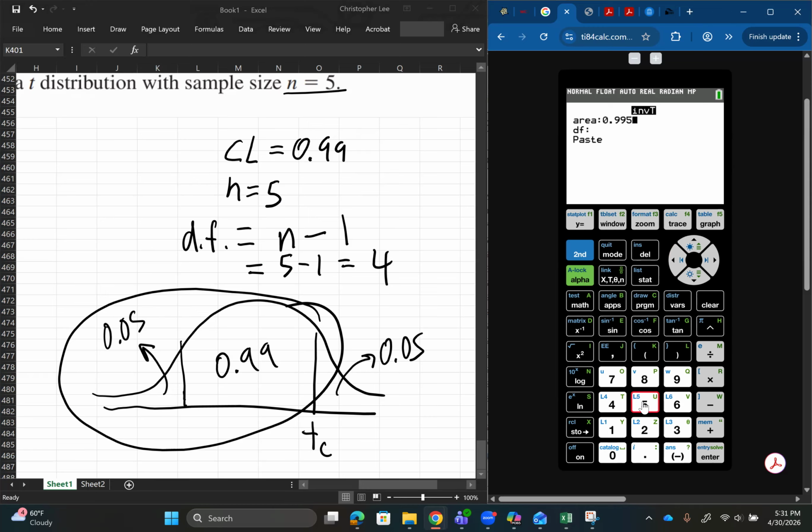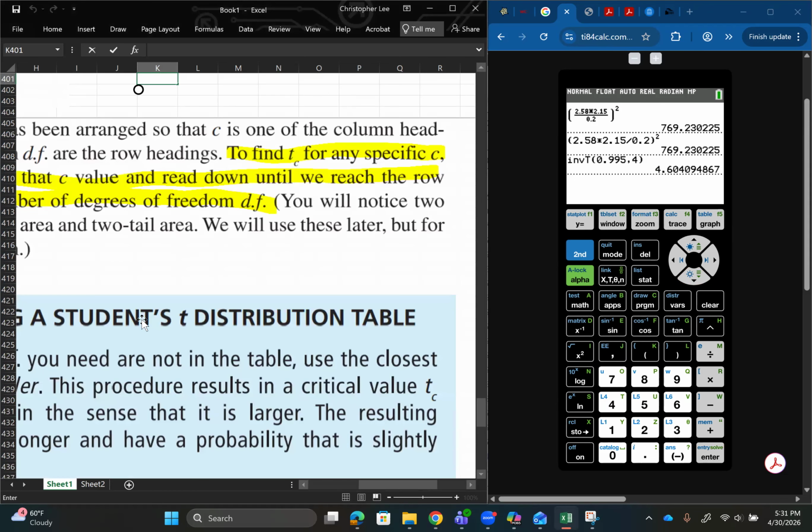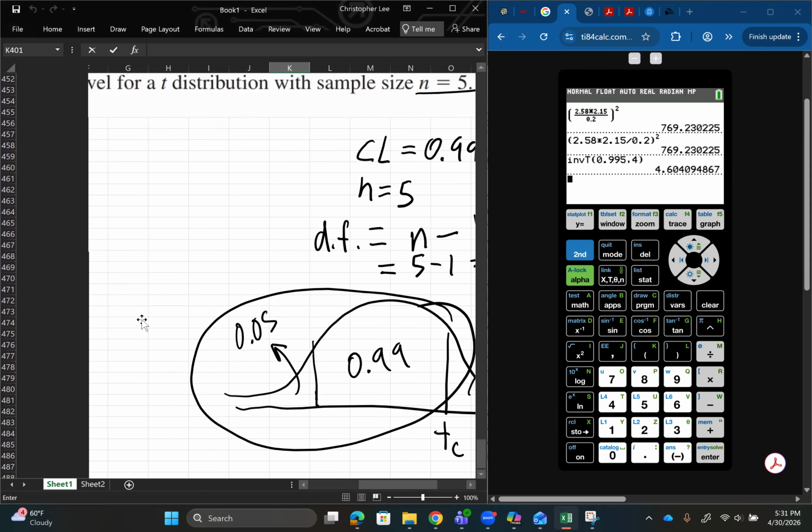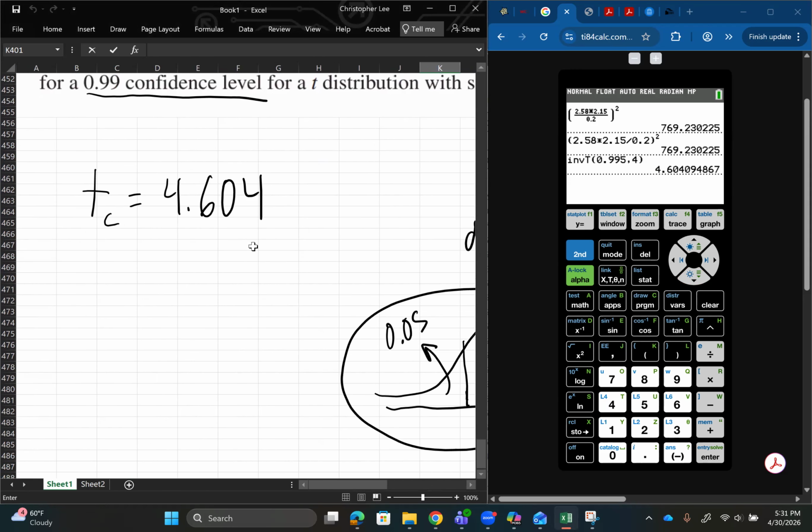You don't need it. You got the table. What's the degrees of freedom? It's right there. What's degrees of freedom? Four. Right. And then you just paste it. Bam. Oh, hold on. Boom. 4.604. There it is. All right, so that's how you do it in the calculator.